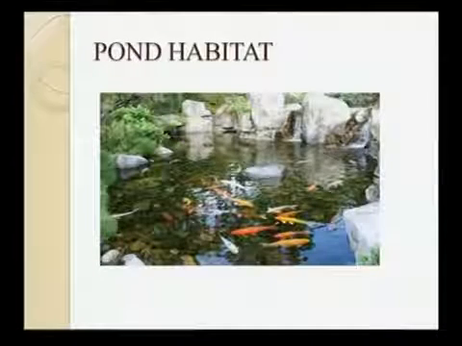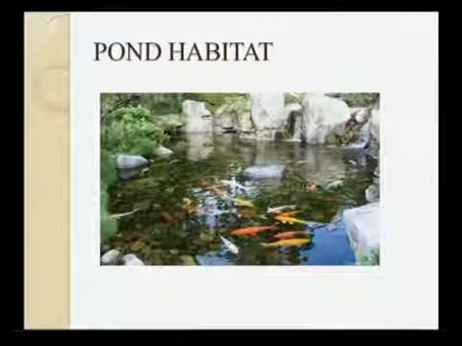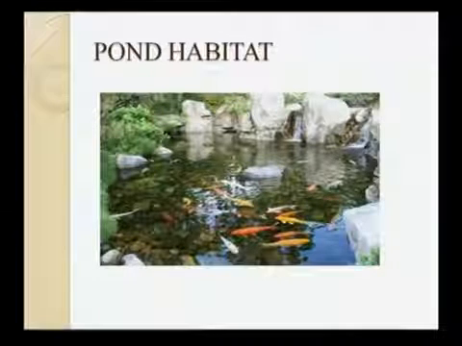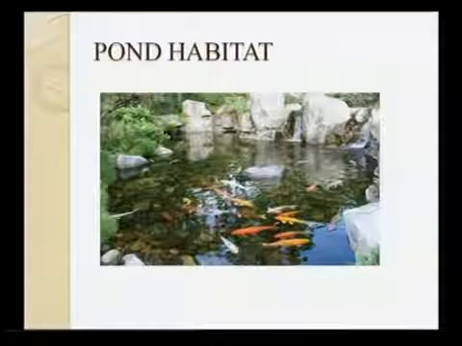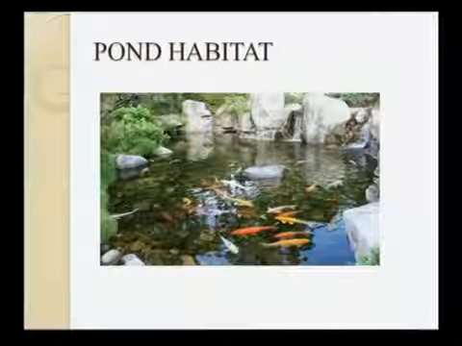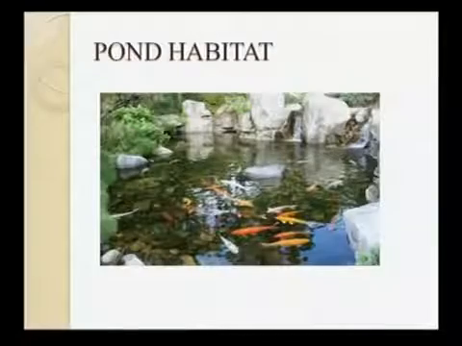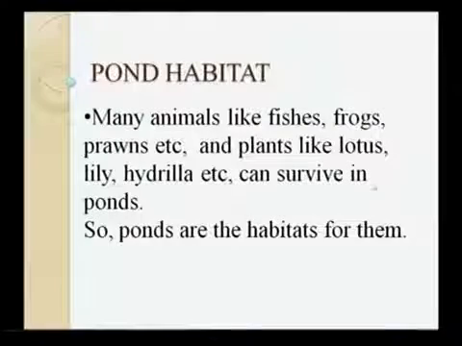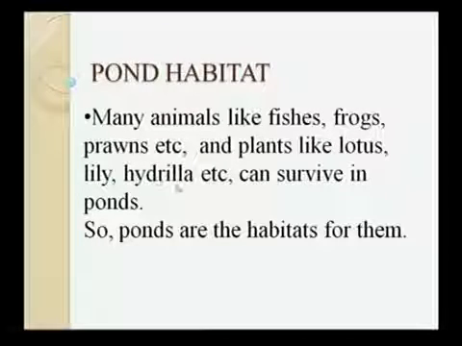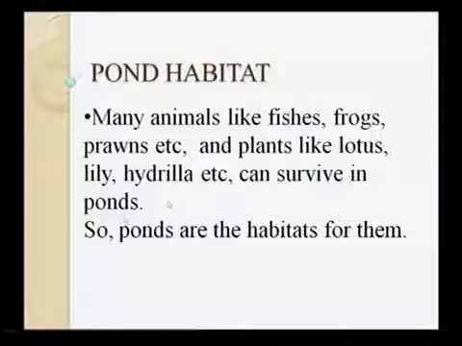Friends, I think you can able to see a pond, right? So what did you observe in the pond? There are some fishes swimming in the pond, yes? So friends, what you have to do is write some fishes or some animals or some plants which can survive in the pond, okay? Okay, now look at the picture. So we know that many animals like fishes, frogs, prawns and plants like lotus, lily, hydrilla can survive in the pond, right? So ponds are the habitats for them.